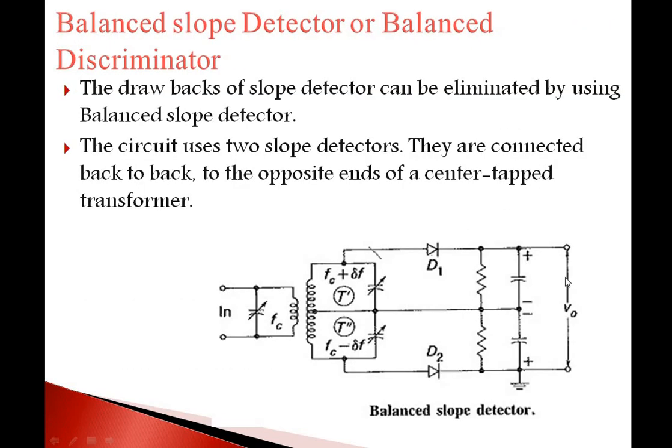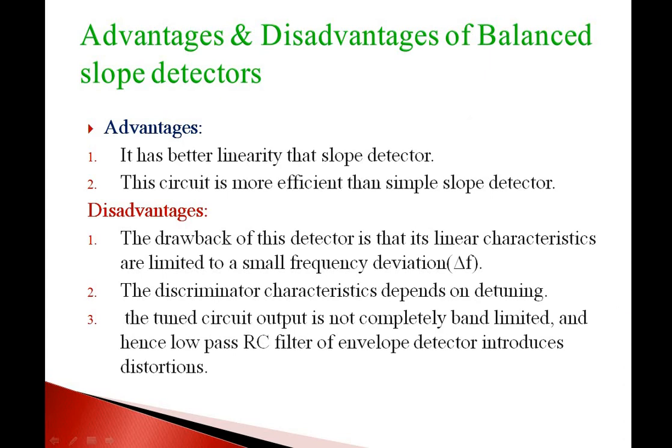See here, up to this part you get your slope outputs, slope detector 1 and slope detector 2, and after that, from the difference, it is given to the envelope detector. That envelope detector gives your original message signal V0. Okay, I hope you are clear.